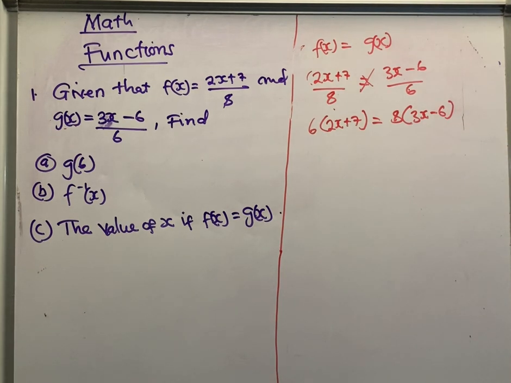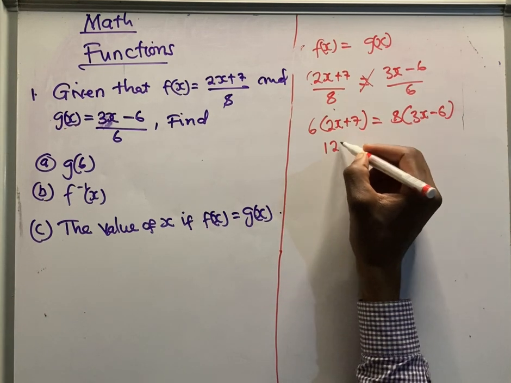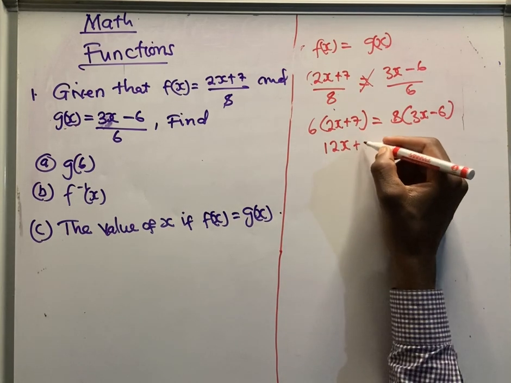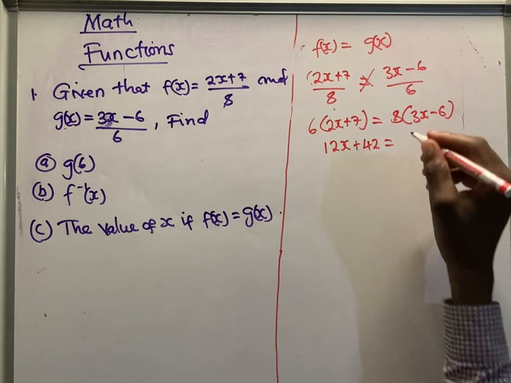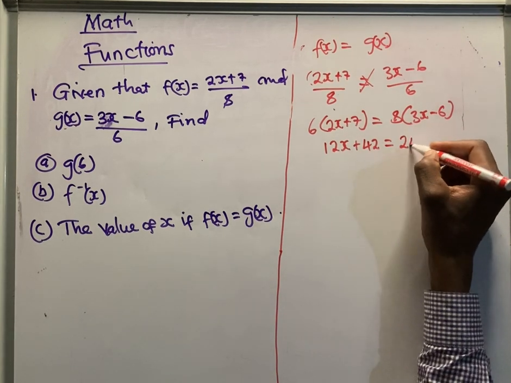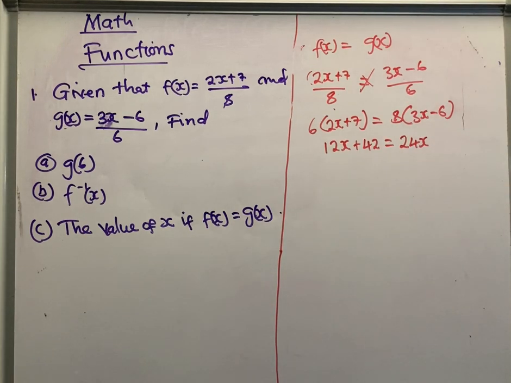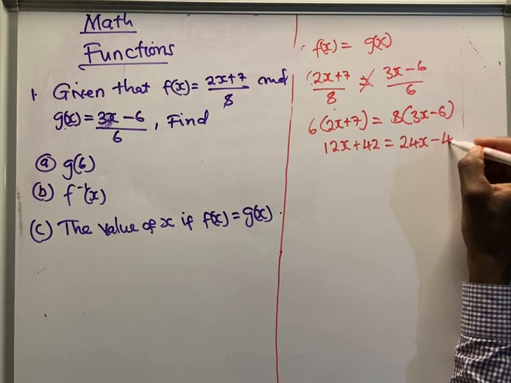Okay, so we start multiplying. 6 times 2x, we get 12x, and 6 times 7 is 42. So plus 42, which is equal to 8 times 3x, giving us 24x, then 8 times 6, giving us 48. So negative 48.